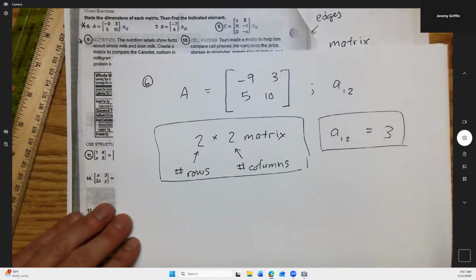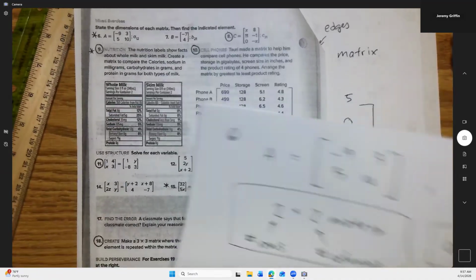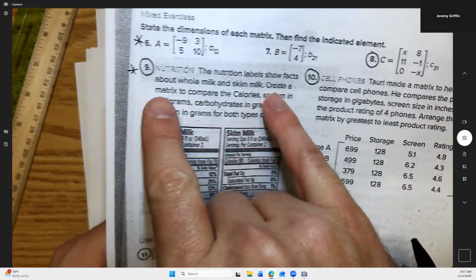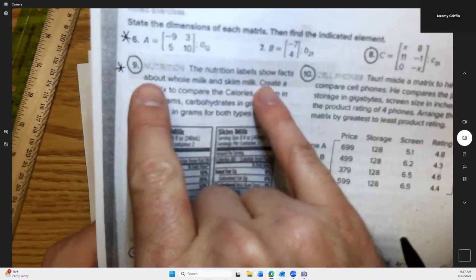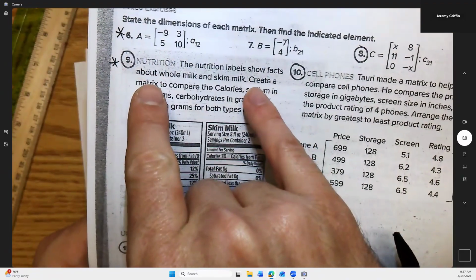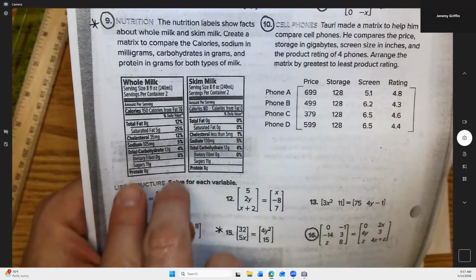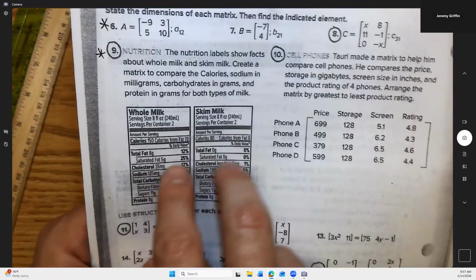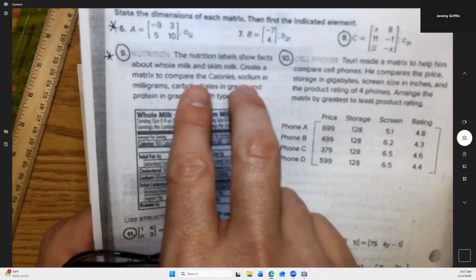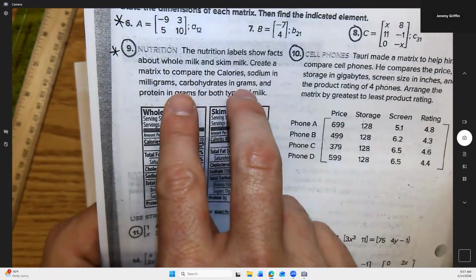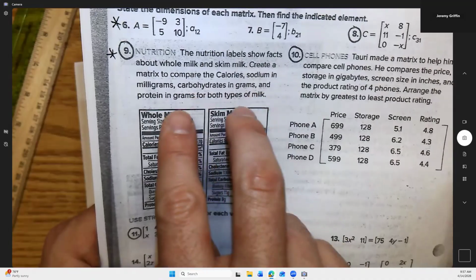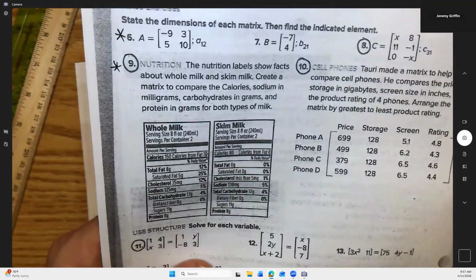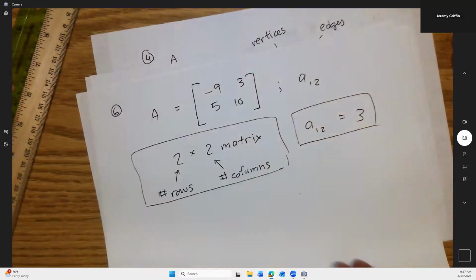Okay, number 9, which I also had circled for your homework, but we'll just do it here. It's a good example. Nutrition labels show facts about whole milk and skim milk. So here's your whole milk, and here's your skim milk. We've got different nutrition facts. Create a matrix to compare the calories, sodium in milligrams, carbohydrates in grams, and protein in grams for both types of milk. They're giving you the units, so we can just put the numbers in the matrix.